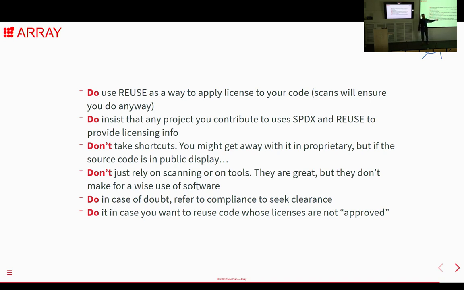But this is just something that, if you have a compliance office, rely on it. Any doubt you have, go to the compliance officer, if you have one in your structure. And try never to use software under licenses which are not approved, not just by license, but not approved by OSI. Even among OSI licenses there is a lot of rubbish, so try to use the very most popular. As I say, 10 tops, maybe 15.